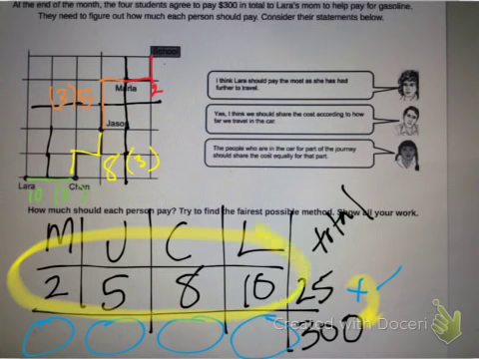So you could use this. You could also use these numbers here that are just how far they live separately from each other, like the 3. There's more than one correct answer, but make sure that there's a number connected to how much each person pays.